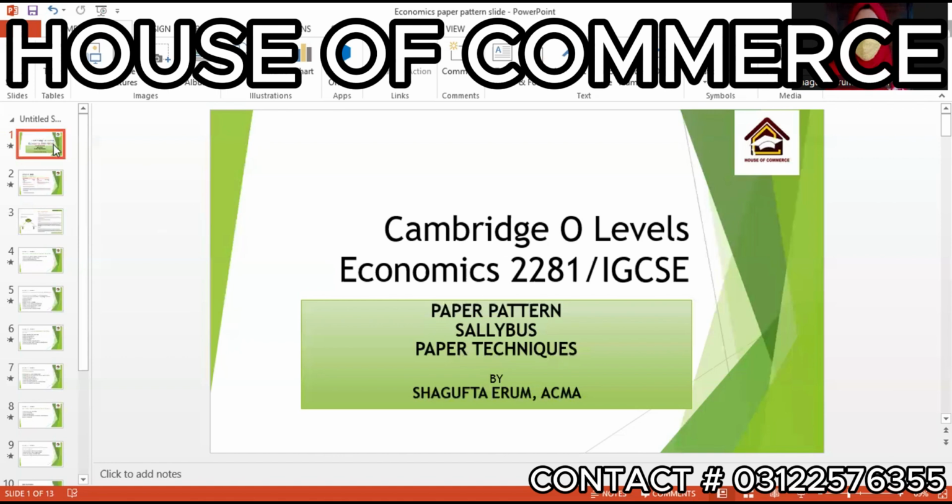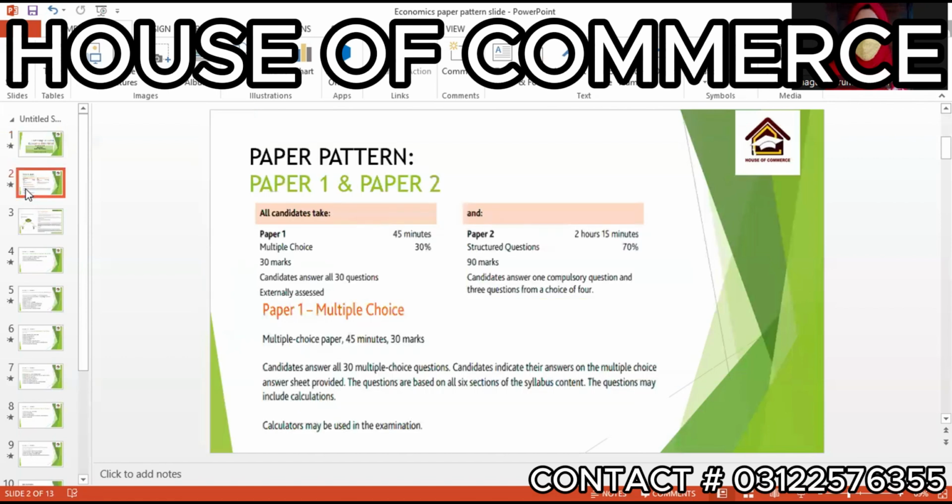So in this video, I will be explaining to you guys the paper pattern for O levels economics, the subject content, and the paper techniques to attempt your paper effectively. Economics is divided into two papers, Paper 1 and Paper 2 in O levels. Paper 1 consists of MCQs based questions.